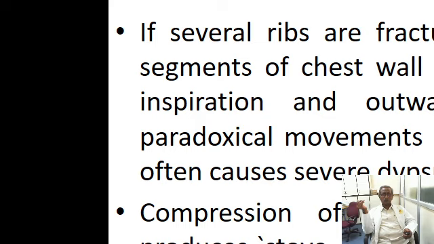But in case of this flail chest, that means when several ribs are fractured at two or more places, what is happening is a part of this chest wall is disconnected from the other ribs. So it is moving paradoxically, that is moving inward with inspiration and outward with expiration, instead of outward with inspiration and inward with expiration when intact. So this is what we are calling flail chest.